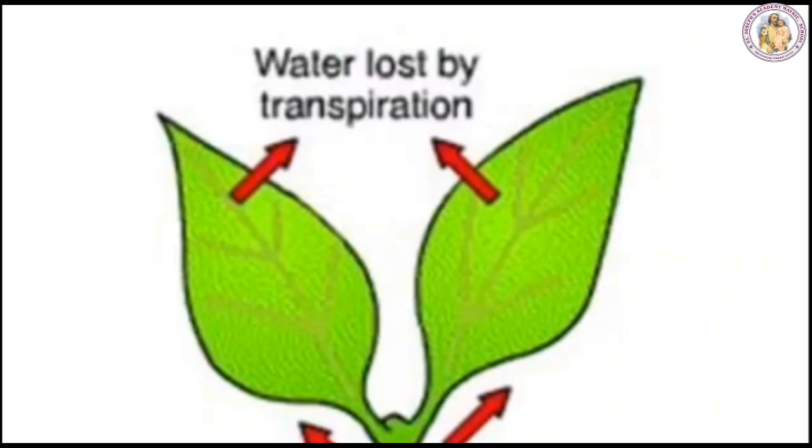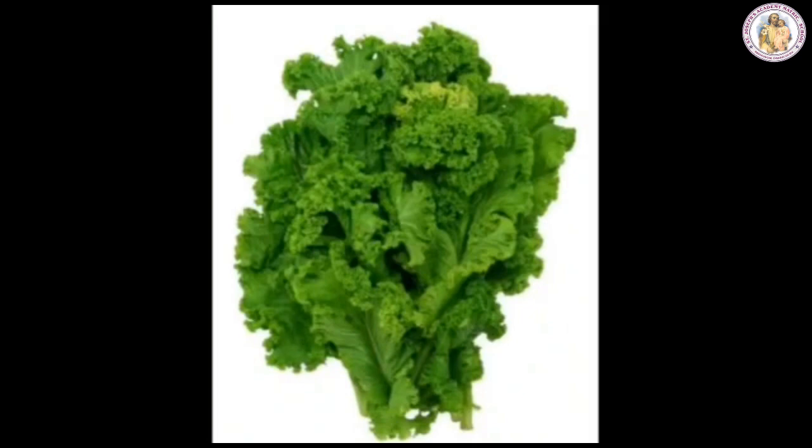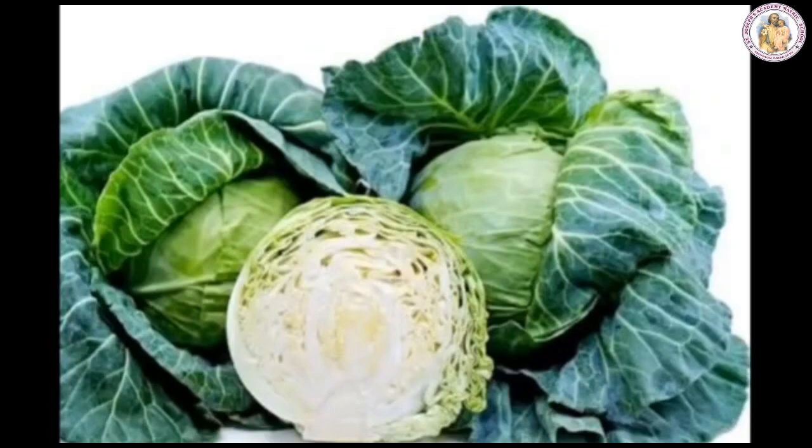The loss of water in the form of gas, that is water vapor, happens through the tiny pores in the leaves. This process is called transpiration. It gives cooling effect to the plant. Leaves of some plants are edible and rich in nutrients. Example, greens, cabbage.